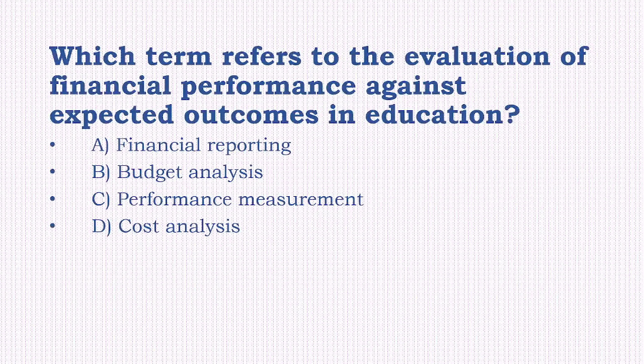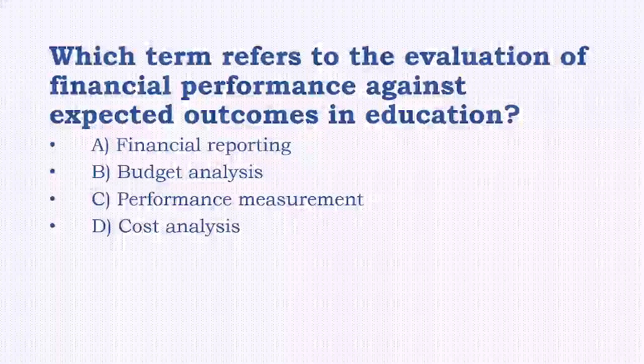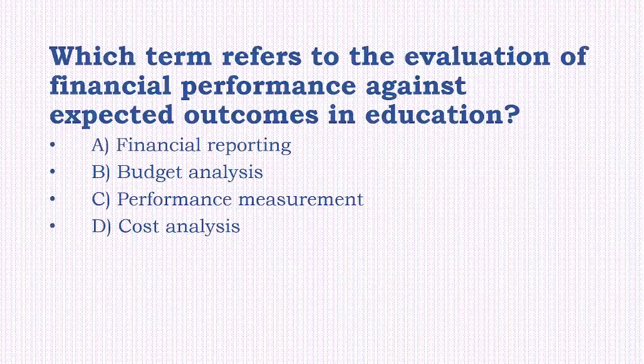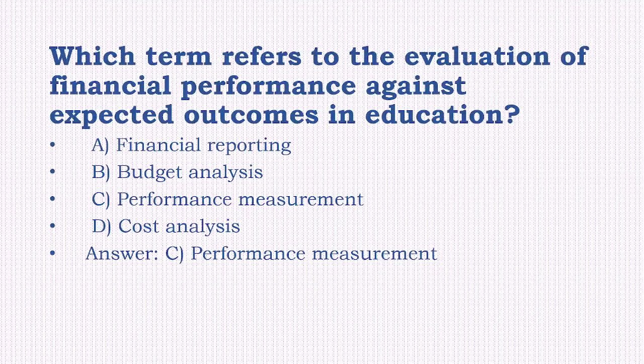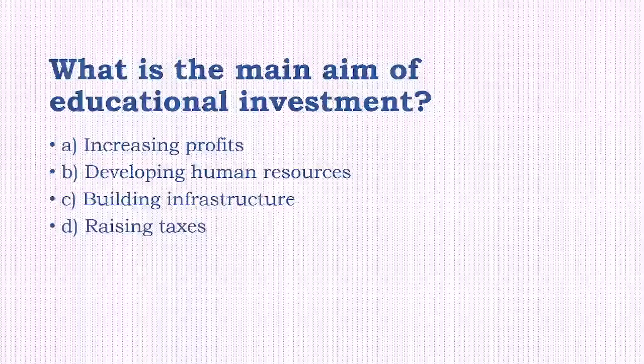Next, which term refers to the evaluation of financial performance against expected outcome in education? Options: financial reporting, budget analysis, performance measurement, cost analysis. Answer of this question is option C, that is performance measurement.